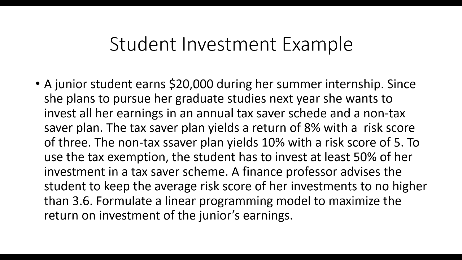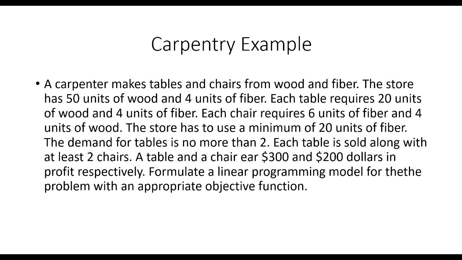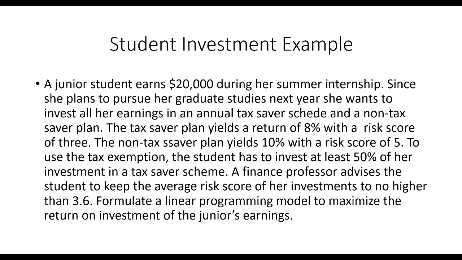A junior student earns $20,000 during her summer internship. Since she plans to pursue her graduate studies, she wants to invest all her earnings in an annual tax saver scheme and a non-tax saver plan. The tax saver plan yields a return of 8% with a risk score of 3. The non-tax saver plan yields 10% with a risk score of 5.